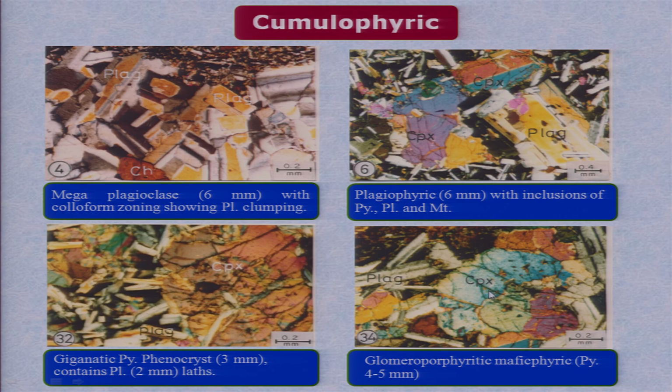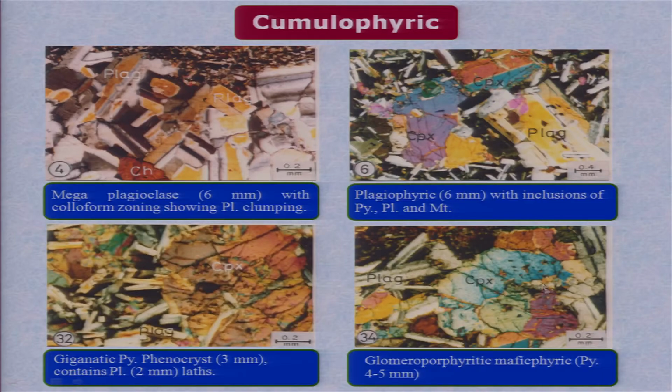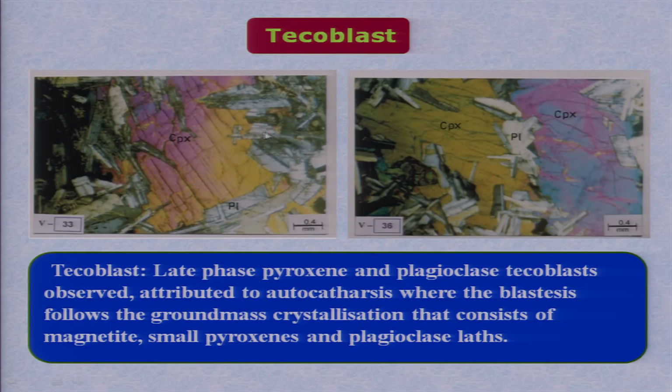Next one, the fourth one, is glomeroporphyritic mafic texture. Glomeroporphyritic means collection of phenocrysts at one place. So, collection of clinopyroxene phenocrysts at one place giving rise to glomeroporphyritic texture. Now, another variety which I have already introduced earlier is the megacryst. A megacryst is much bigger than a phenocryst. When the phenocrysts grow much bigger in size, visible by unaided eyes in very fine grained rocks like basalt, we call it a megacryst.